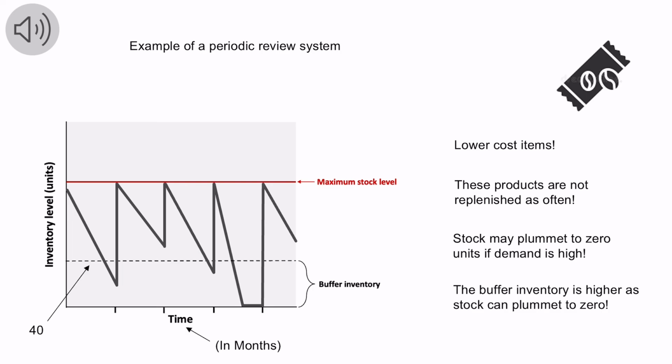Because stock can plummet to 0, the buffer inventory is higher than the buffer inventory for the roasted coffee beans, as it is 40 units instead of 20.